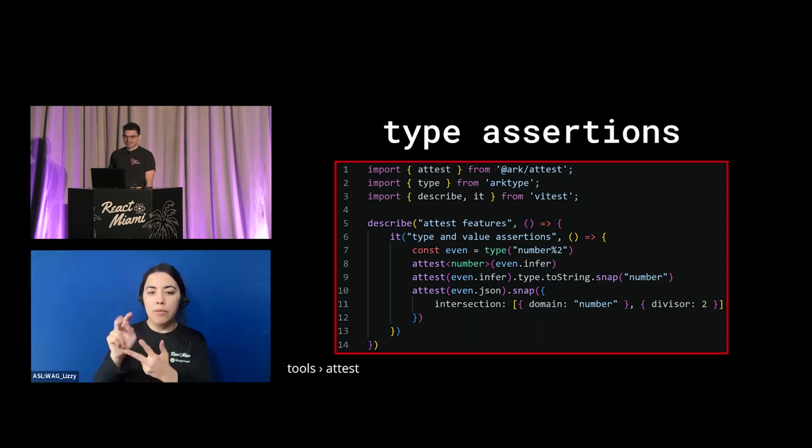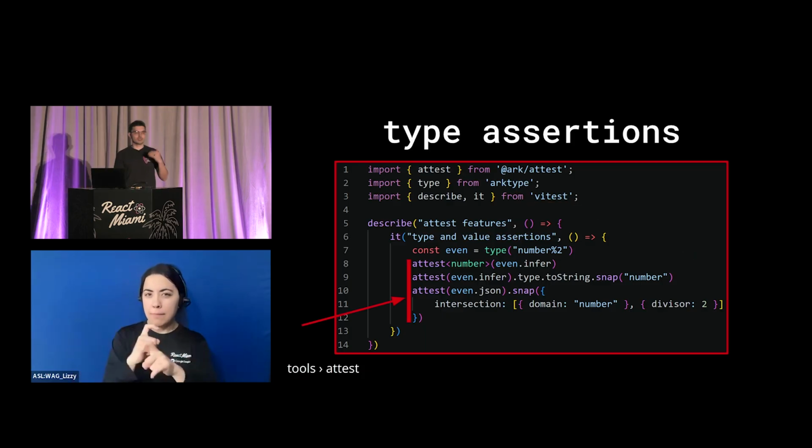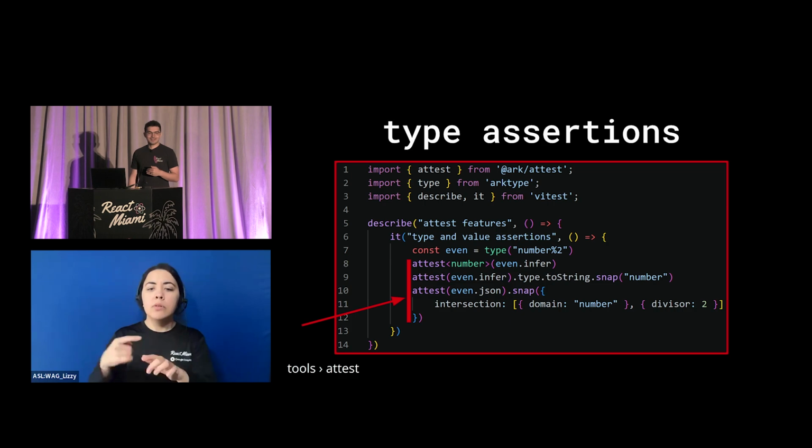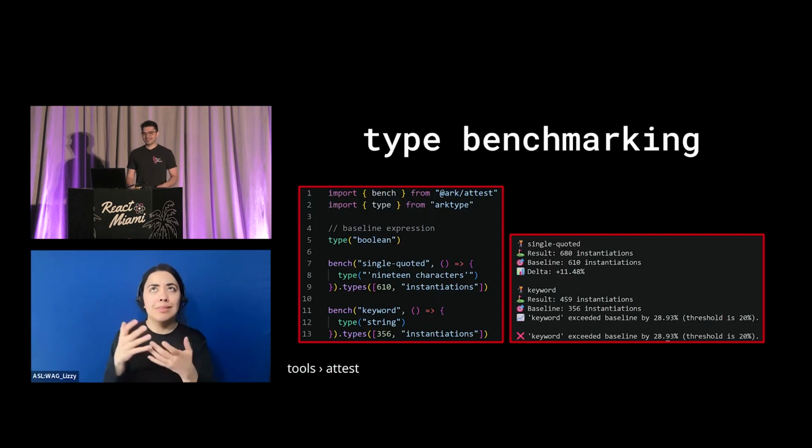So this assertion part is for checking and snapshotting complex types. So here we're using VTest normally, and then we're mixing in type assertions with the regular VTest stuff. And this is a topic for another talk, but if you ship types to your user, you should write tests for your types, just like you do for any other code. A lot of libraries are doing this these days, and it's going to keep going.